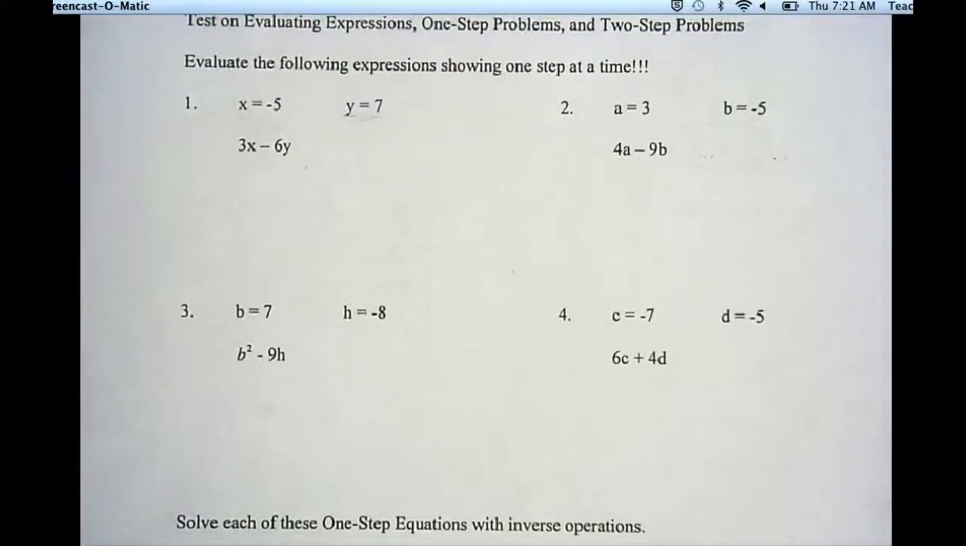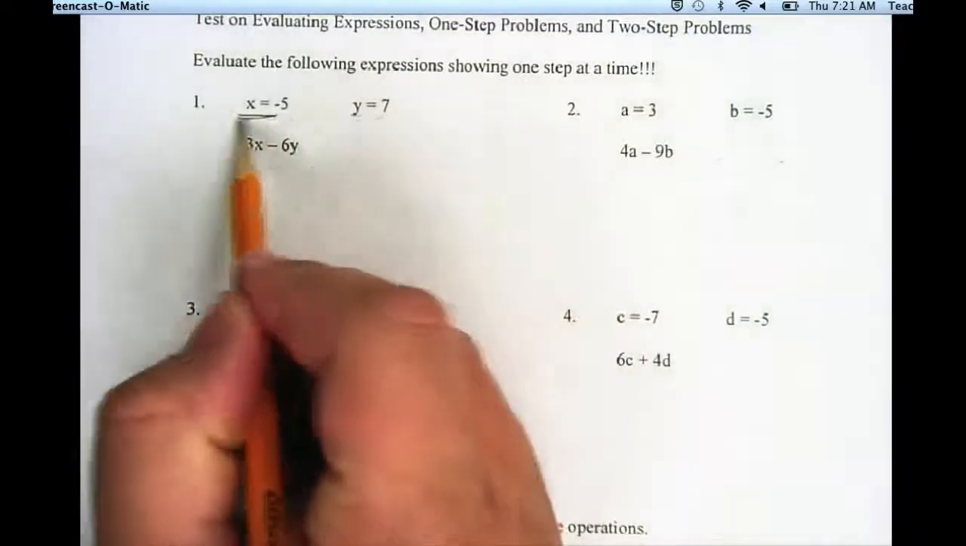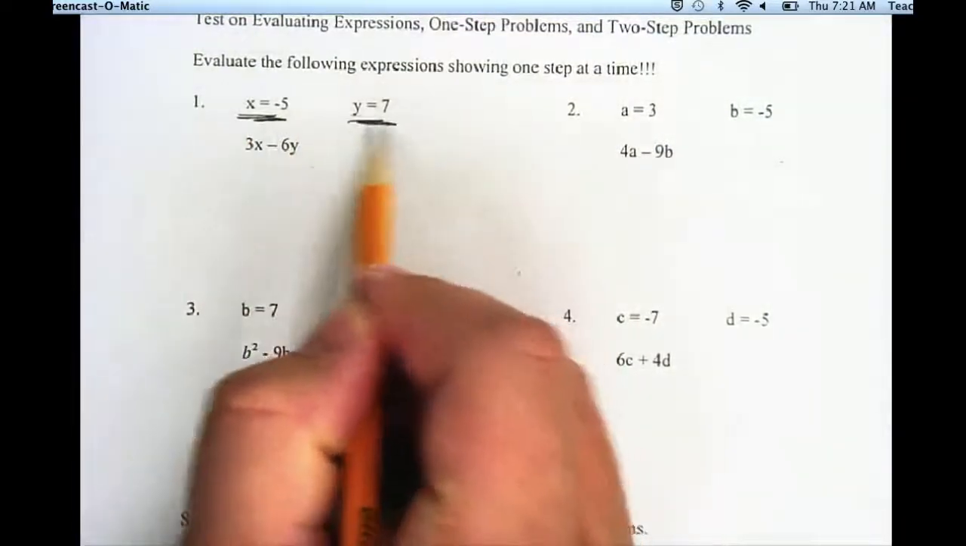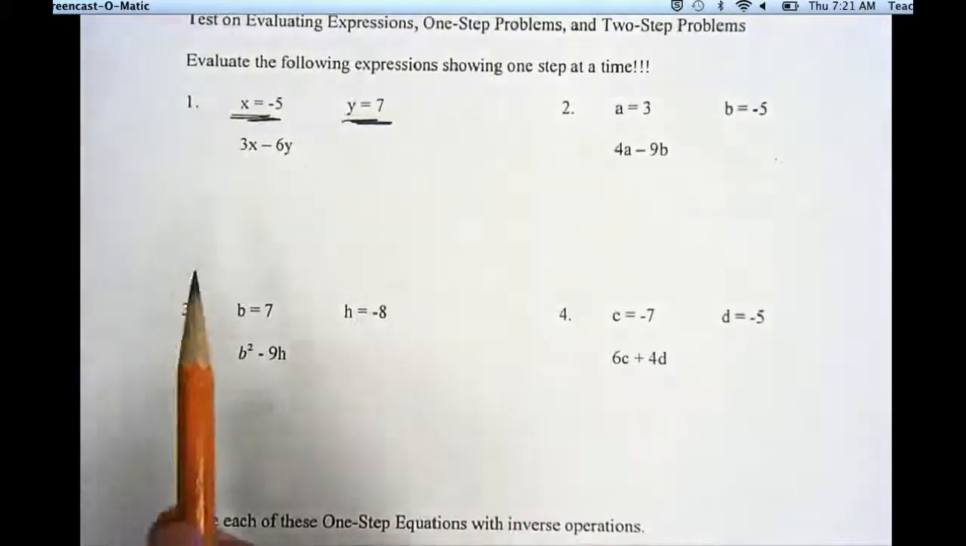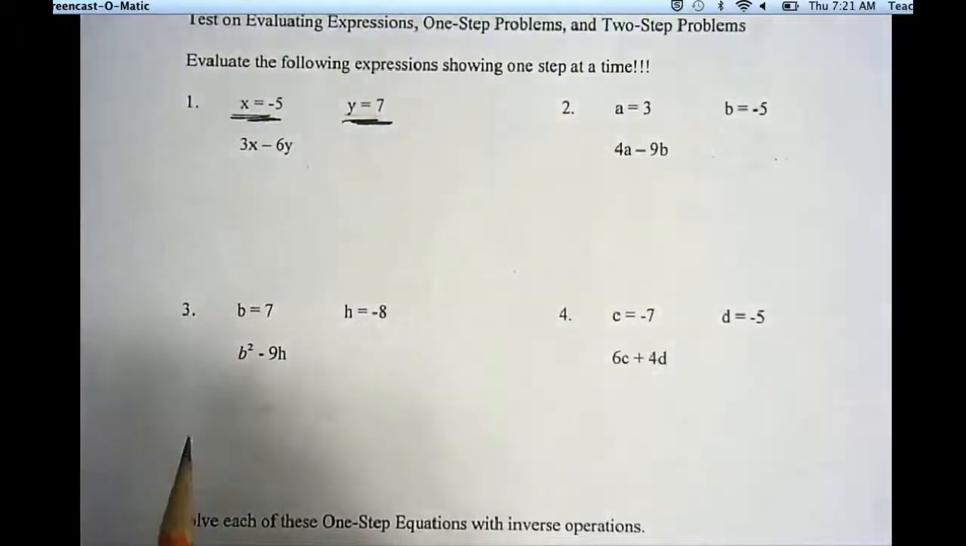Okay, Oak Rovers, this is a video on how you evaluate expressions with substitution in them. And in this problem, I know that x is equal to -5, and I know that y is equal to 7. And the equation is 3x minus 6y. So here's how I do this problem.